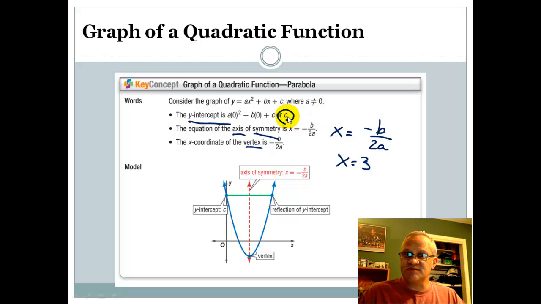The y-intercept is just a number by itself. And then remember, opposite of b over 2a. If you haven't written that down yet, write it down. Right now, write it down. Opposite of b over 2a.